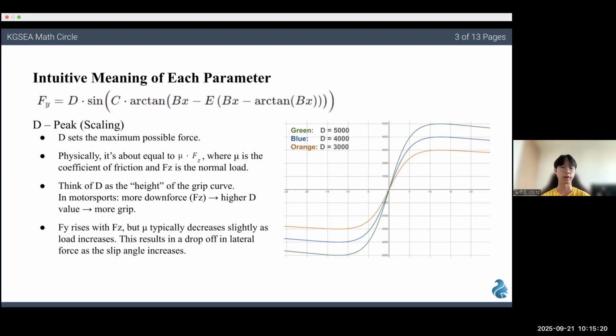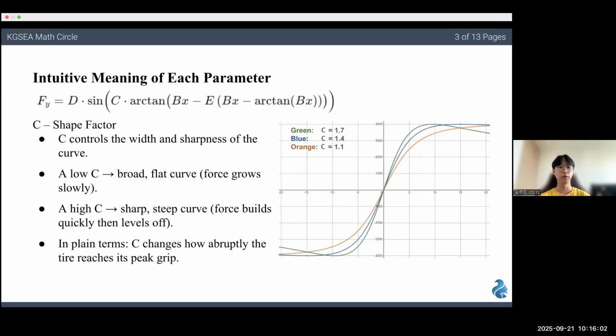Another key aspect is that the lateral force F of y rises with the normal force F of z, but the coefficient of friction typically decreases slightly as load increases. This characteristic is what limits the model from producing an infinite amount of grip. This inverse relationship between F of z and the coefficient of friction is what allows the tire to have a drop-off point at a certain slip angle. You can see on the graph that as F of z increases, the maximum force F of y on the y-axis increases as well.